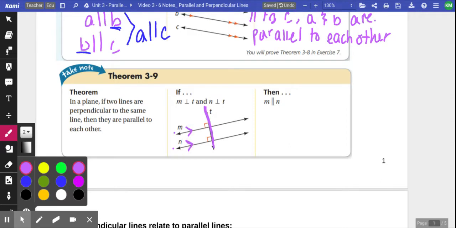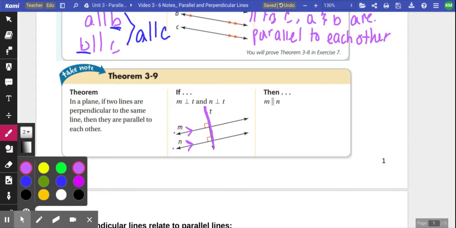I also like to think about this in terms of the ceiling and the floor. The ceiling and the floor are both perpendicular to the wall. Therefore, the ceiling and the floor are parallel to each other. I kind of think of that in terms of like a room, right? The ceiling and the floor are perpendicular to the wall. Therefore, the ceiling and the floor are parallel to each other.